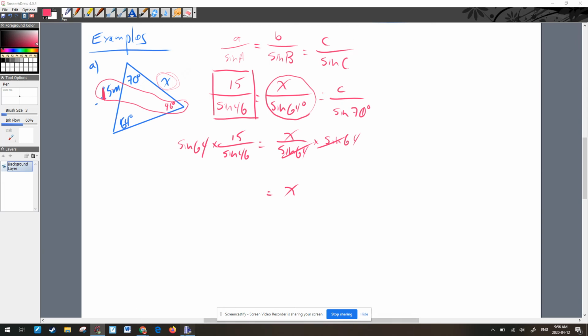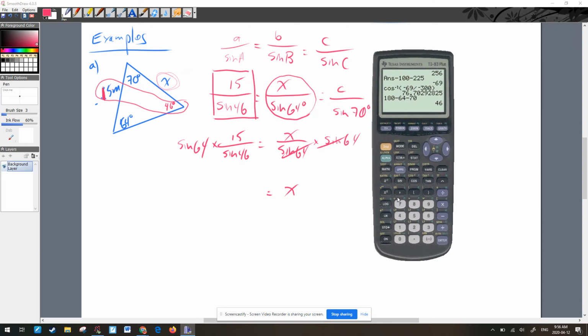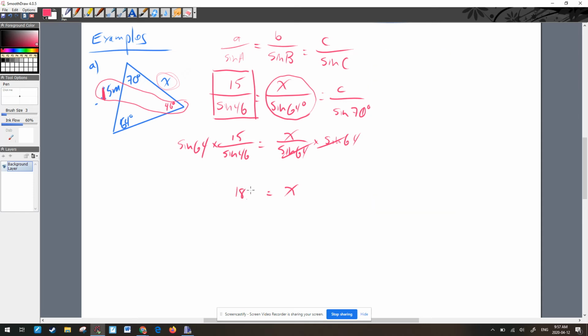So I'm going to grab my calculator. And we're going to do the sine of 64, close that bracket, times 15 divided by the sine of 46. And when I do that, I find that the unknown side length there is going to be 18.74 meters. So 18.74 meters is our unknown side length.